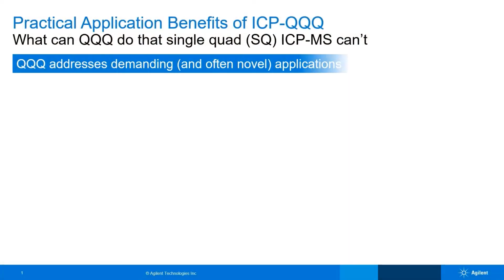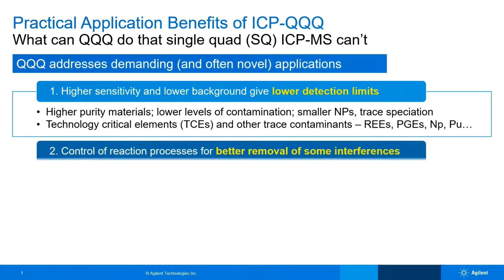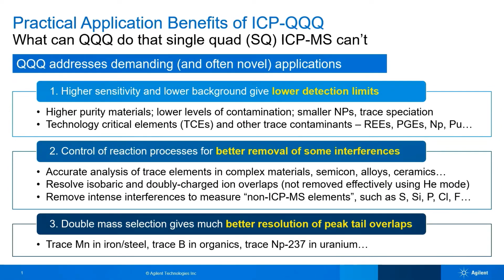I'd like to focus on three main areas where ICP Triple Quad provides superior performance compared to single quadrupole ICP-MS. The first is where the higher sensitivity and lower backgrounds can give us improved detection limits. The second is where we use reaction chemistry to improve the removal of some spectral interferences. And the third is where we utilize the fact that we have two mass filters, and the double mass selection gives us much better resolution of adjacent mass overlaps.